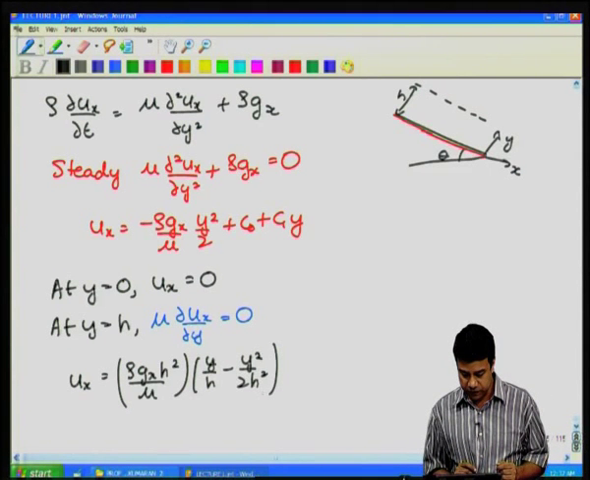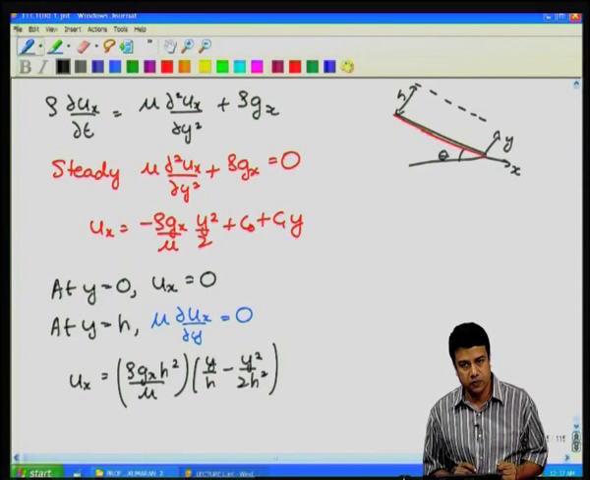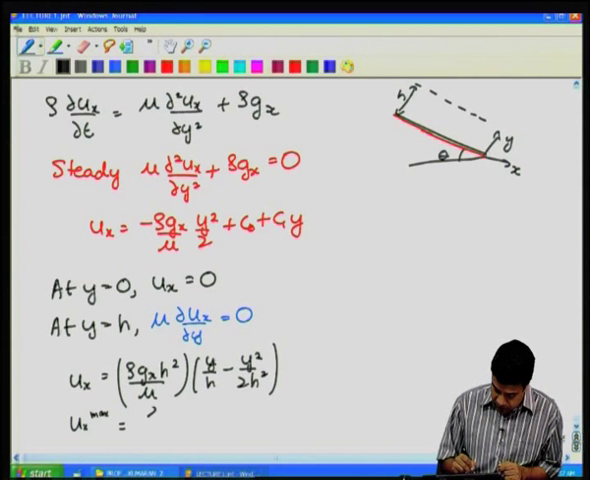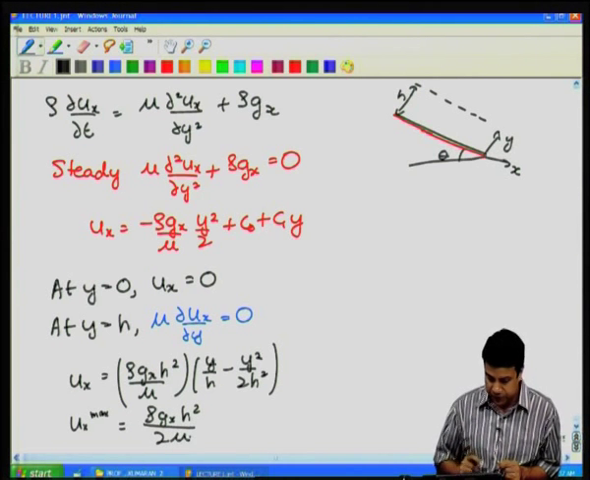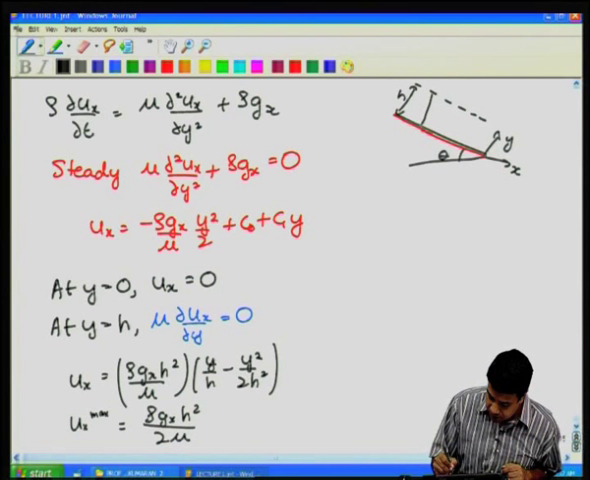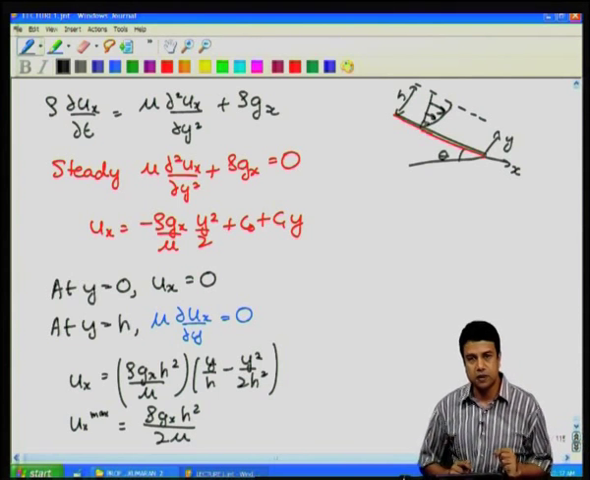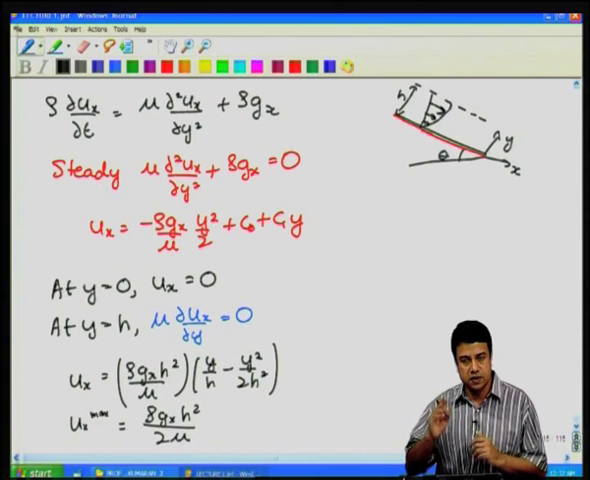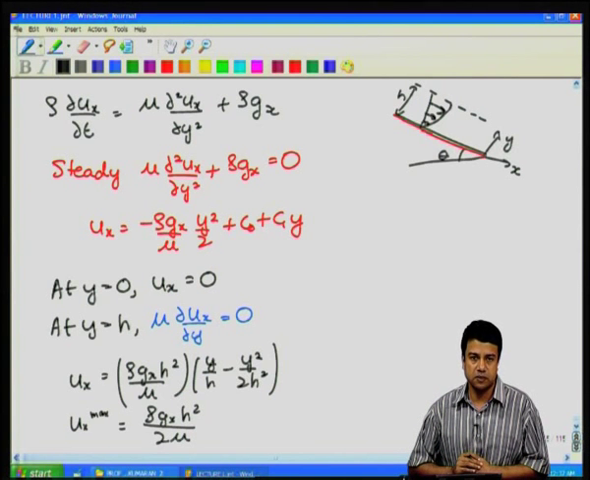This is a parabolic profile which has the maximum velocity at y is equal to h. At y is equal to h, this becomes u x max is equal to rho g x h square by 2 mu. The average velocity will be half of this. So, the velocity profile that I will get for the flow down an inclined plane looks like this, a parabolic velocity profile for which the slope becomes 0 as the top interface is approached.